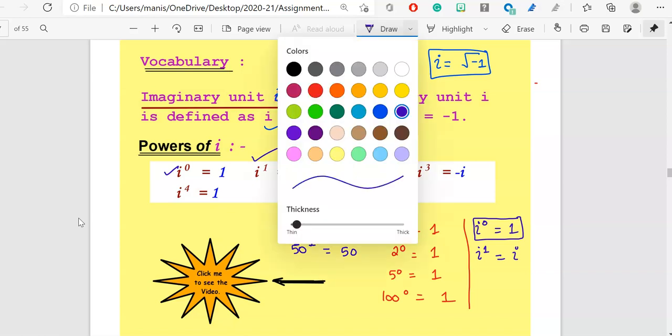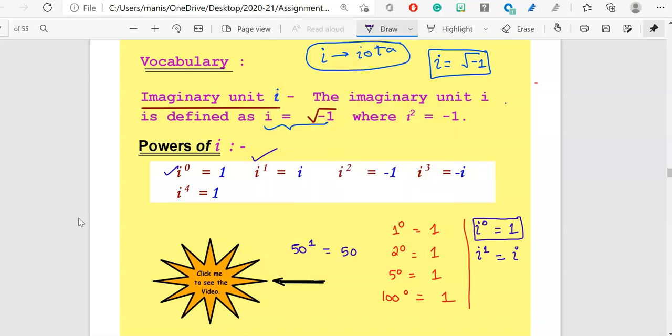Now the third one says i squared is equal to -1. How I got this: you all know that the value of i is the square root of -1. So let's take an example. If I take the square of this, it will be i squared, and I have to take the square of the square root. So when we take the square, what is left is -1. So i squared is equal to -1.